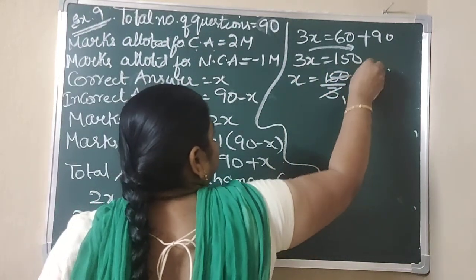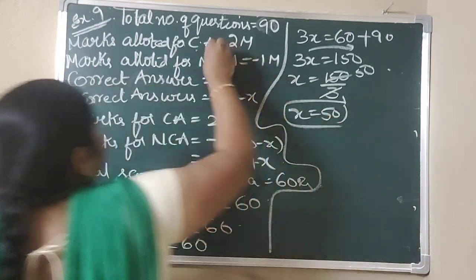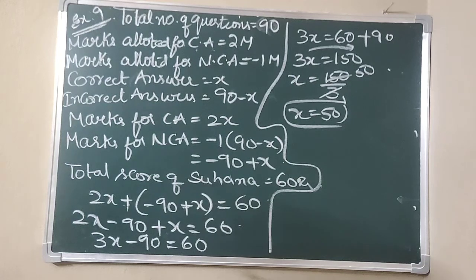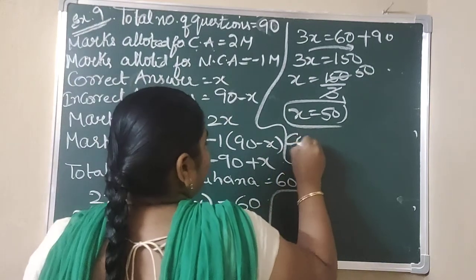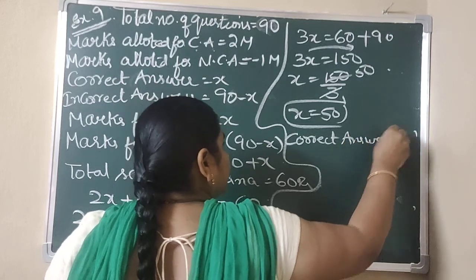3 fives are 15, 3 ones are 3, so 50. So what is the x value here? x is nothing but correct answers. So how many correct answers did she write? Correct answers is equal to 50.